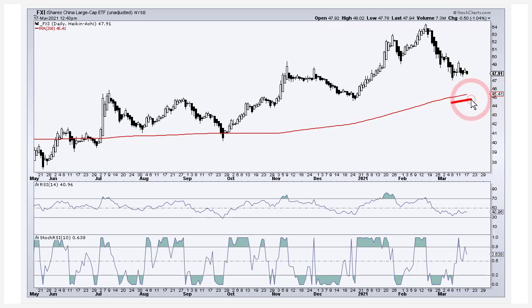And we're above that rising 200-day moving average. We hit a new high about a month ago. So the long-term evidence is clearly bullish here.